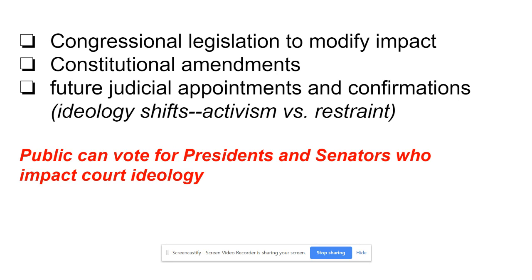Please write what's in parentheses. So ideology shifts from activism versus restraint. And we talked about how activism is generally more associated with Democrat presidents and restraint more with Republicans. So an example here, and I actually have this as a point coming up, the public can vote for presidents and senators who will impact the future court ideology. And so you can vote for people based on the Supreme Court. And there are people, by the way, who, when they vote, one of their number one things is thinking about the courts.